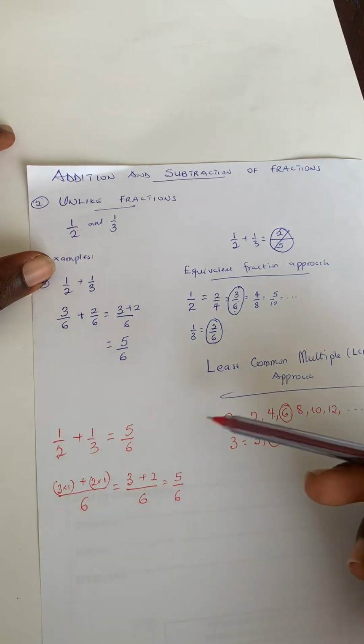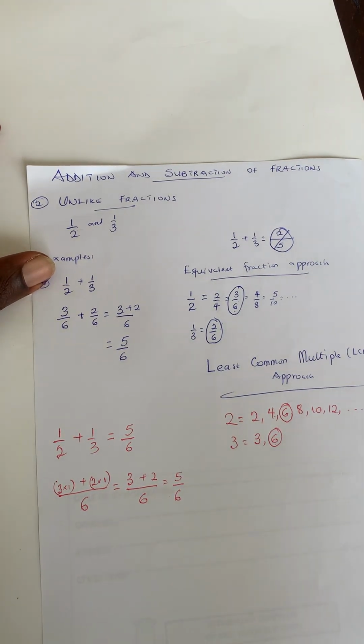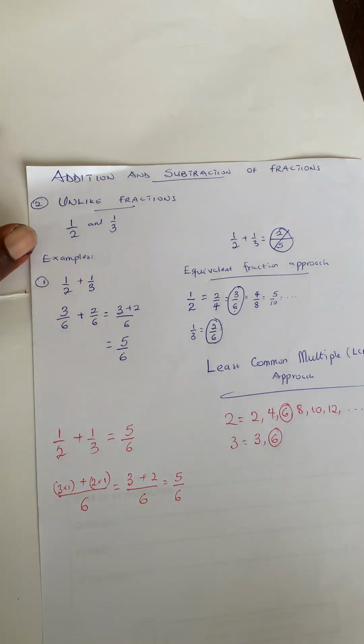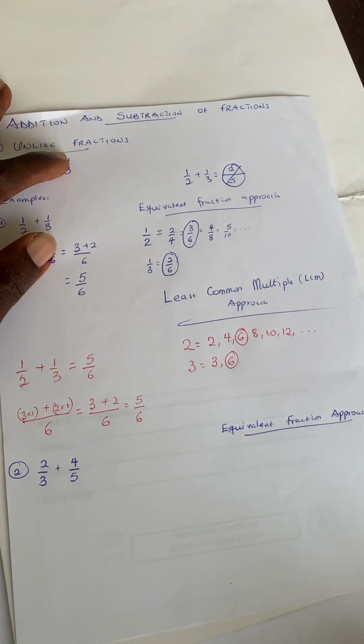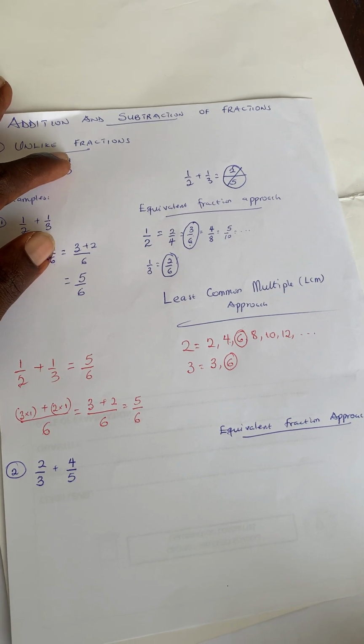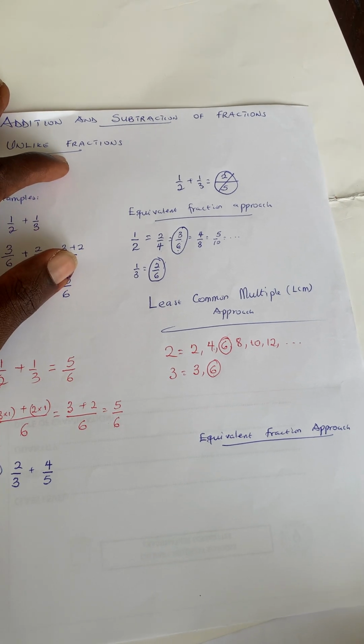So either approach that you use will give us the same answer. Please, I hope you understand what you are doing. All right, let's take another example. So we have 2 over 3 plus 4 over 5. We're going to use the equivalent fraction approach.